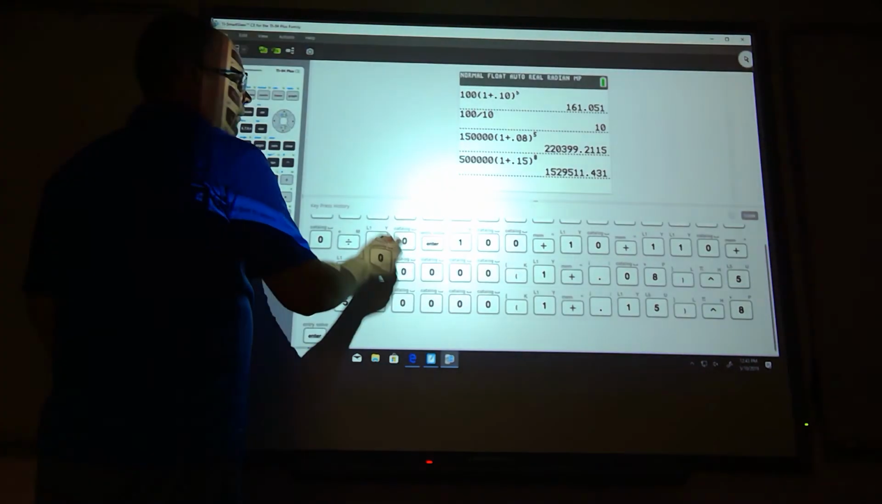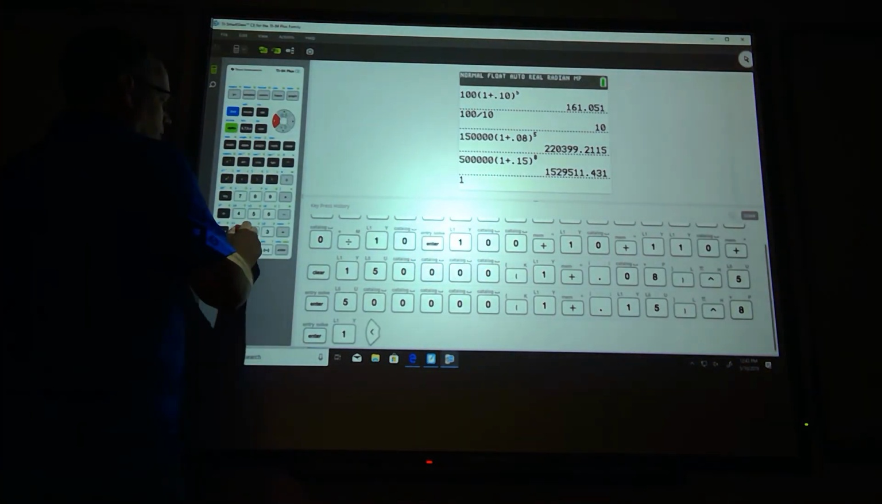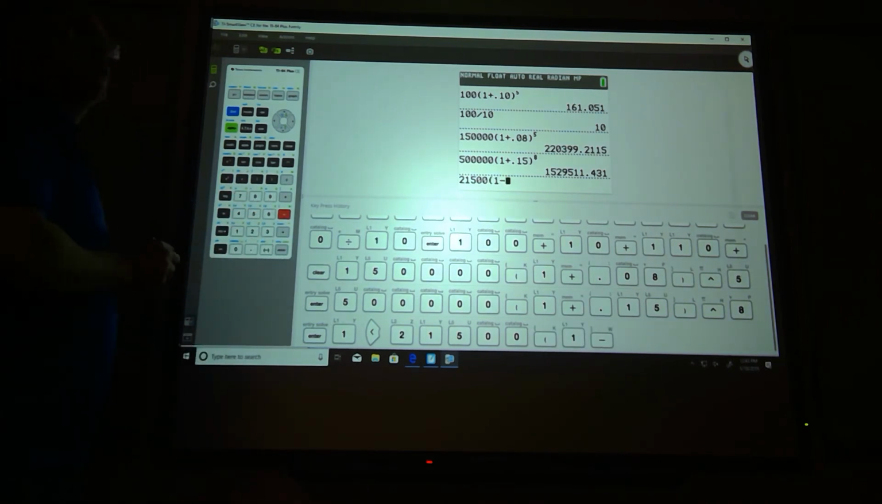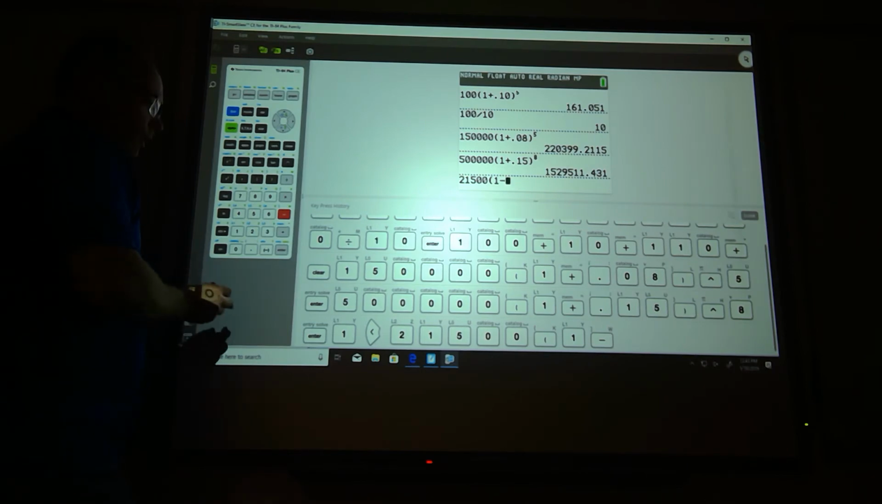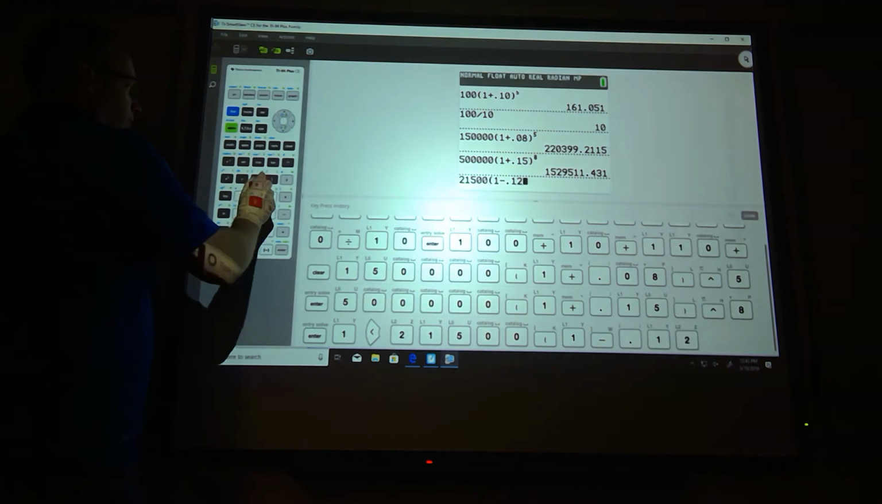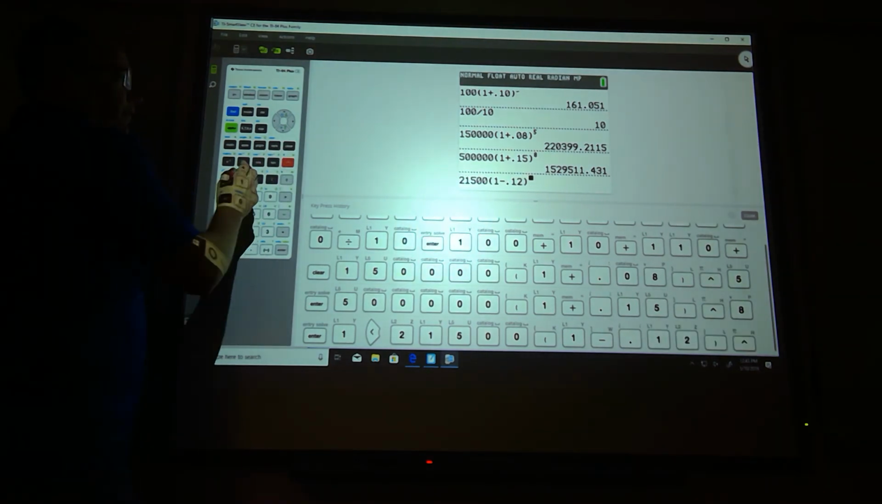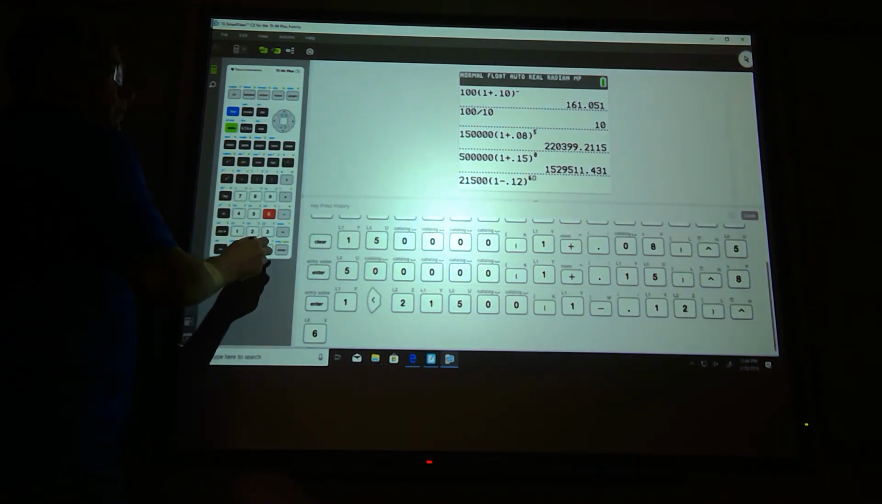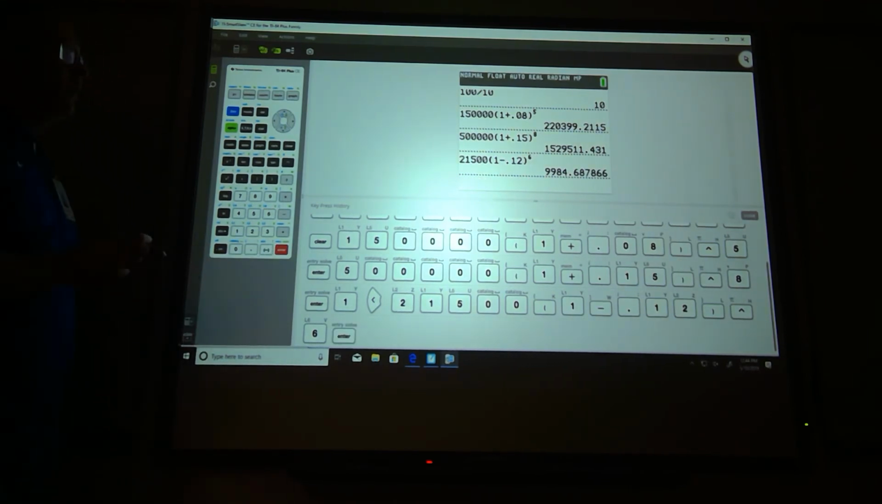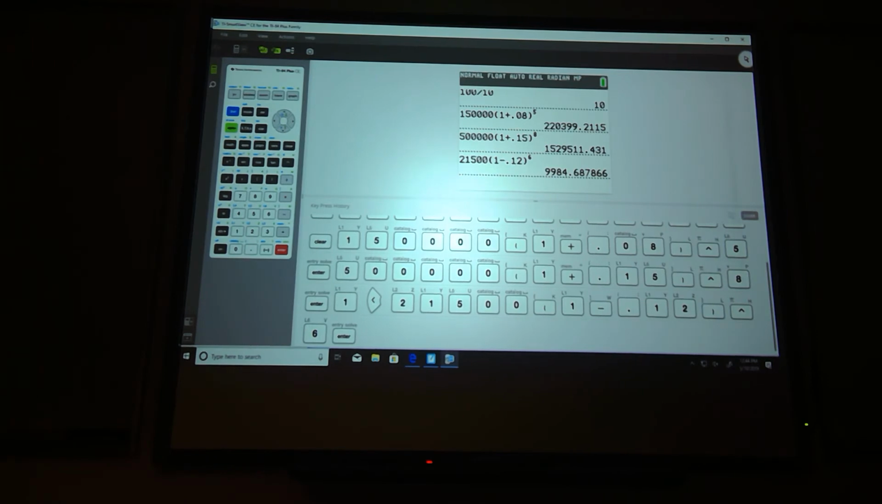21,500 times 1 minus. How much did it lose? 0.12? 12%? Really? 12%. Jeez. And we'll raise that to 6 years? Anyone think it's less than 10,000? It's going to be less. Oh, it is. $9,984, and I guess rounded to the nearest penny, 69 cents.